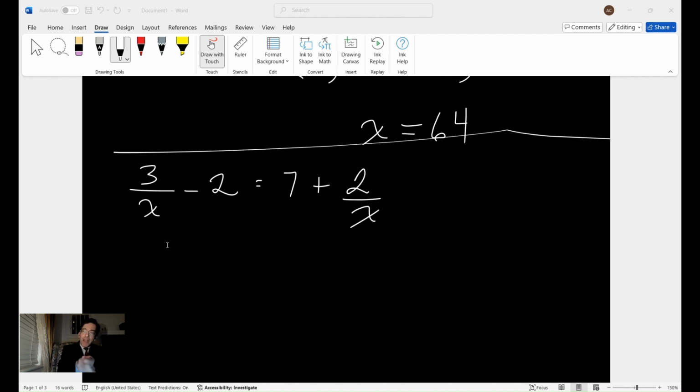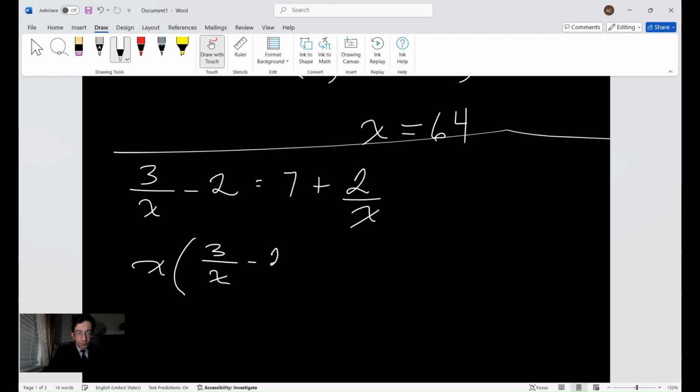If we multiply both sides of the equation by the denominator, you cancel the x's in the denominators of your fractions. So what do we have here? 3 over x minus 2. The denominator here is x, so we're going to do that. x times 3 over x minus 2. And we do the same thing on the other side. The other side, the denominator is x. So we have x multiplied by 7 plus 2 over x.